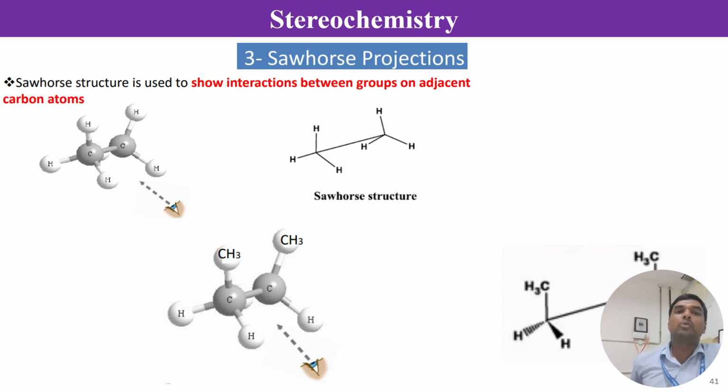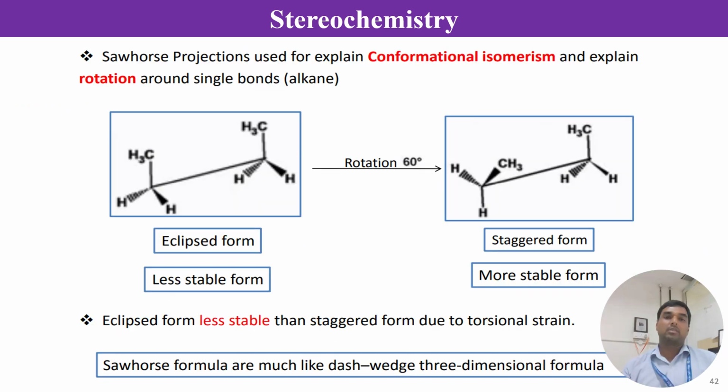Now, the sawhorse projection formula represents the interaction between groups on two adjacent carbons. If you see the molecule, two methyl groups are close to each other at a 0-degree angle. It is basically superimposed, so in that case the angle is 0 degrees, and you can see the eclipsed structure. When there is a 60-degree bond rotation, the repulsions are minimized, and that is called the staggered conformation.